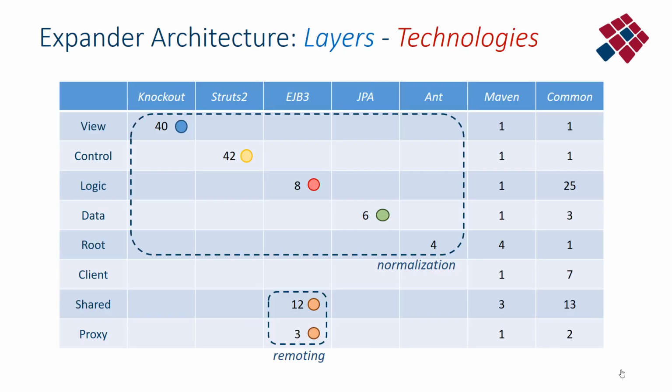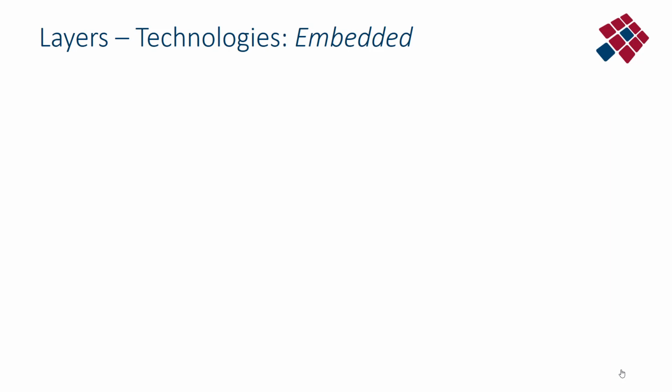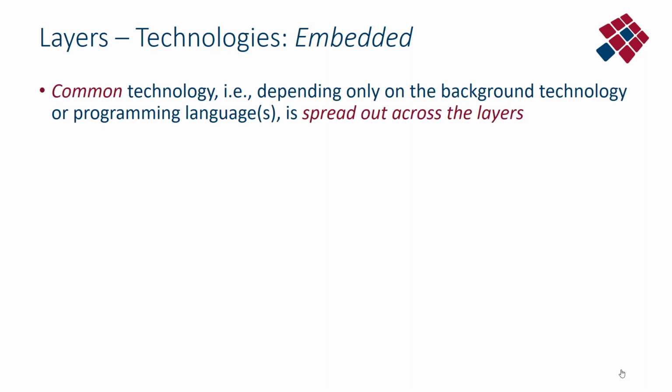So then we have at the right side of the overview a couple of other entries outside of the diagonal, and they're the embedded, the dispersed artifacts or expanders. They belong to the Maven build framework and they belong to the common technology. Of course, the common technology, that's quite logical. This is the background technology, which depends only on the background technology, the programming language.